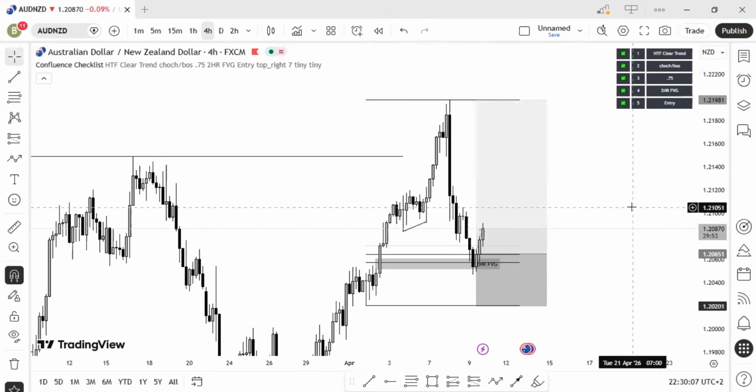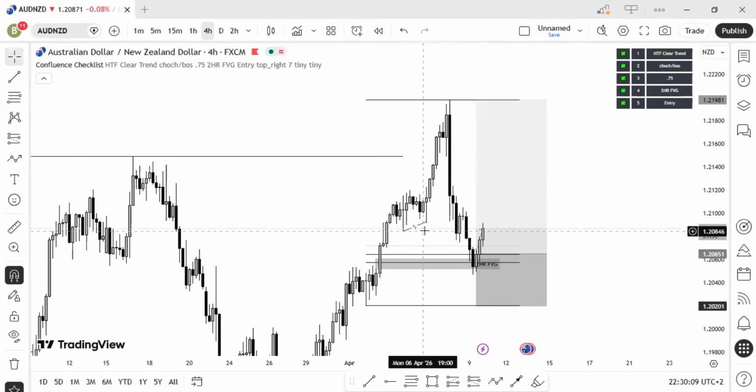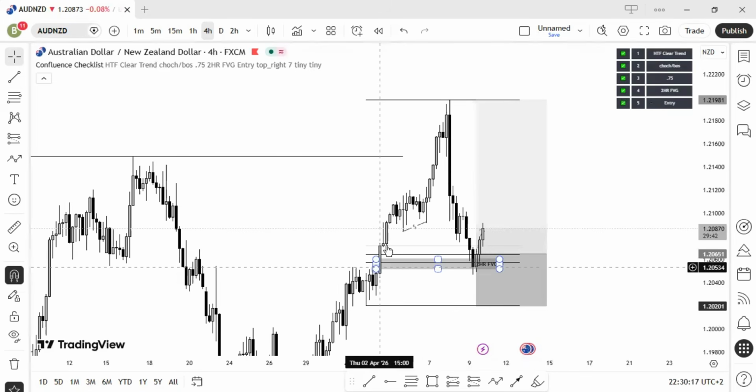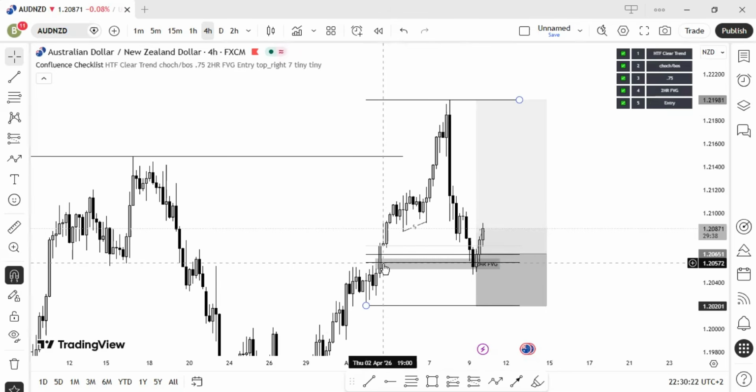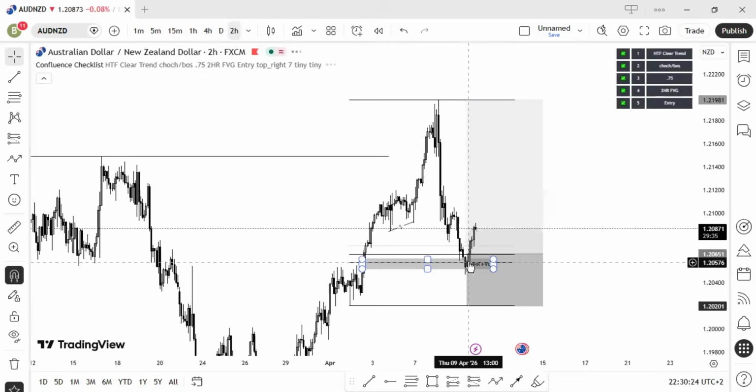So when you look at that, we're most likely going to take that, especially also looking at how we started pulling back here. See that large candle? So that's liquidity. We have a fair value gap here. The fib aligns with that. And then we have a 2 hour fair value gap here.